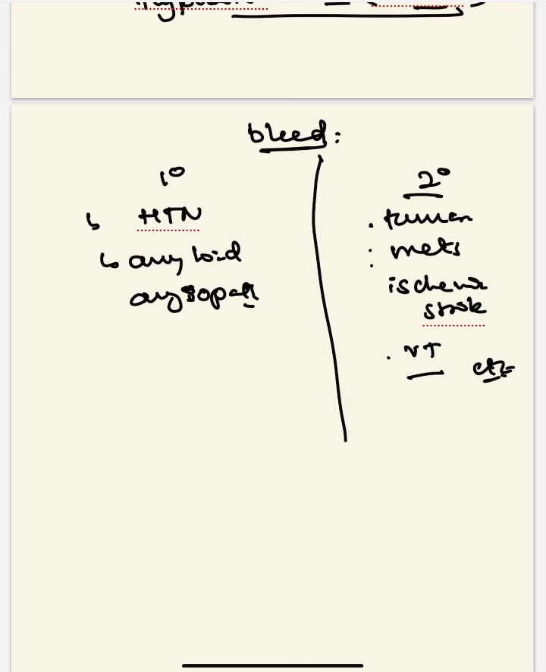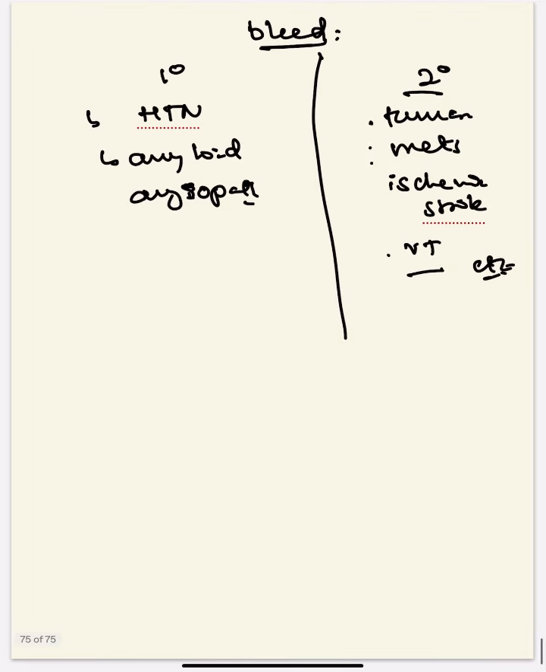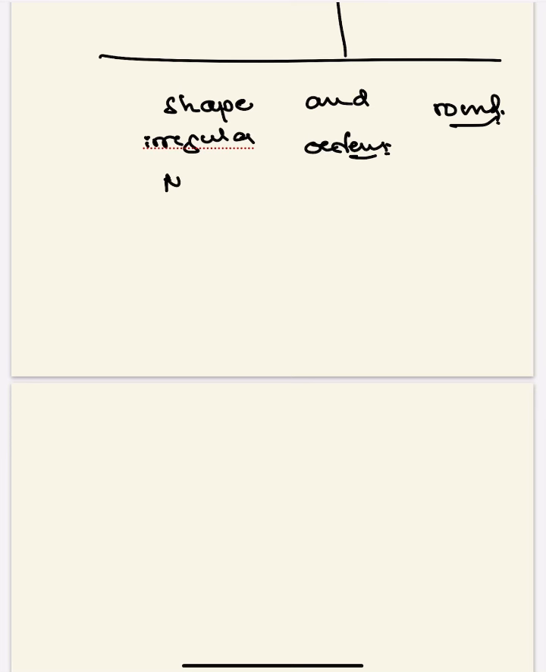But how to differentiate on CT? Two important radiological clues come in handy. One is the shape of the hemorrhage, and the other is edema, vasogenic edema. In primary hemorrhage, the shape is irregular. In secondary hemorrhage, it is round. In primary hemorrhage there is minimum or no edema. Vasogenic edema is present in secondary hemorrhage.